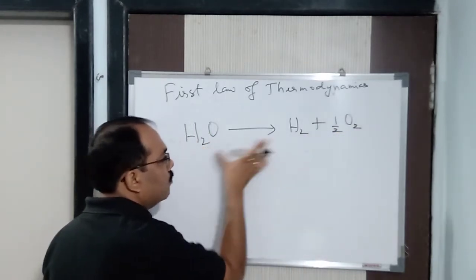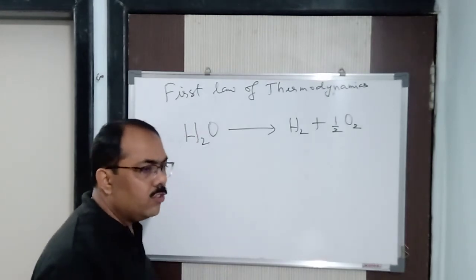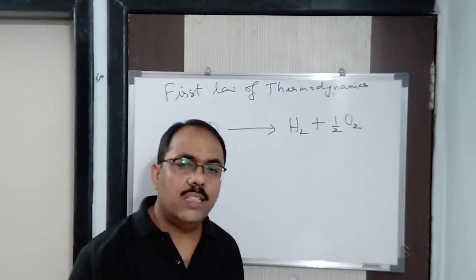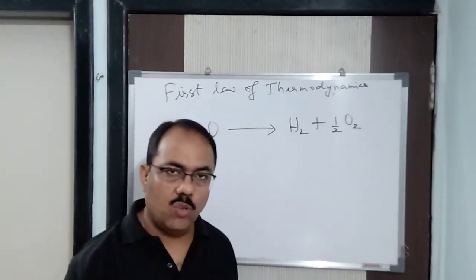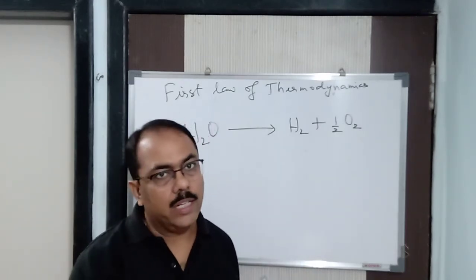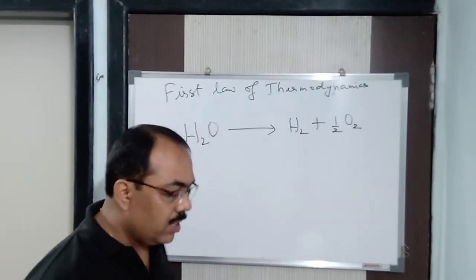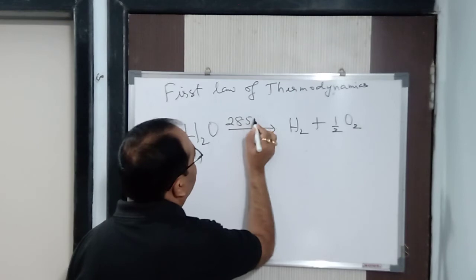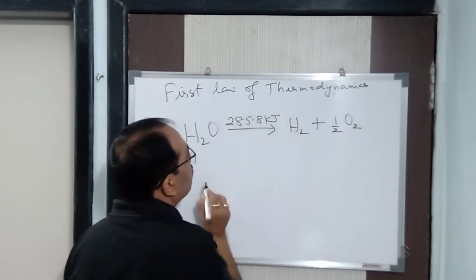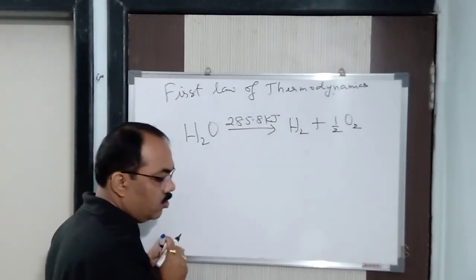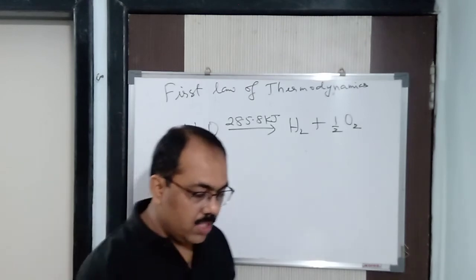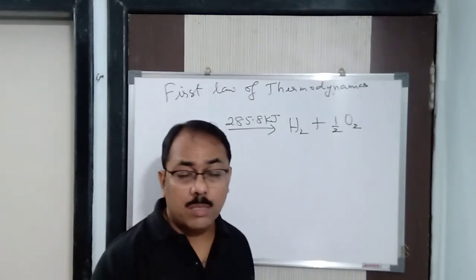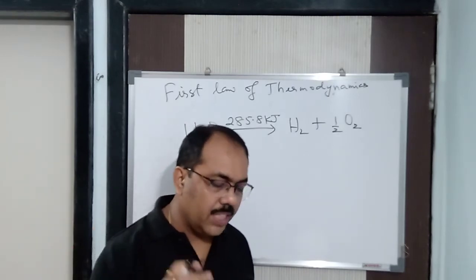When water decomposes, how will water decompose? When you pass electric current, when you go for electrolysis of water, then only the water will decompose into hydrogen and oxygen. You know that hydrogen will be collected at the cathode, oxygen at the anode. Now when you calculate the heat, you will see 285.8 kilojoules of heat is required per mole of water to decompose 1 mole of water. This is being calculated, mind it.